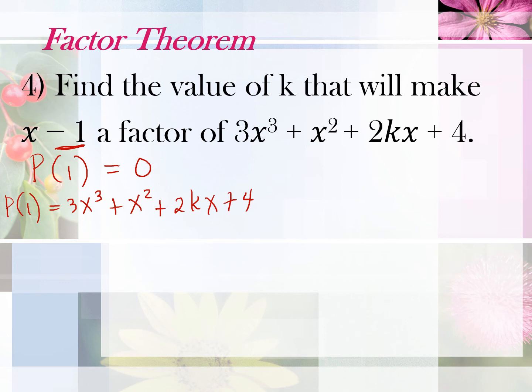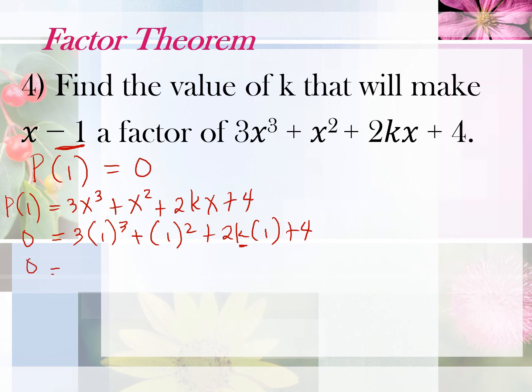Then, palitan natin lahat ng values ng x. Kailangan maging 1. Tapos, yung p of 1 natin, palitan na natin ng 0. So, dapat daw kasi ang remainder ay 0 para masabing factor siya. Then, palit na lahat ng 1. Plus 2k times 1 plus 4. Then, solve for k this time. Siya na lang yung variable.